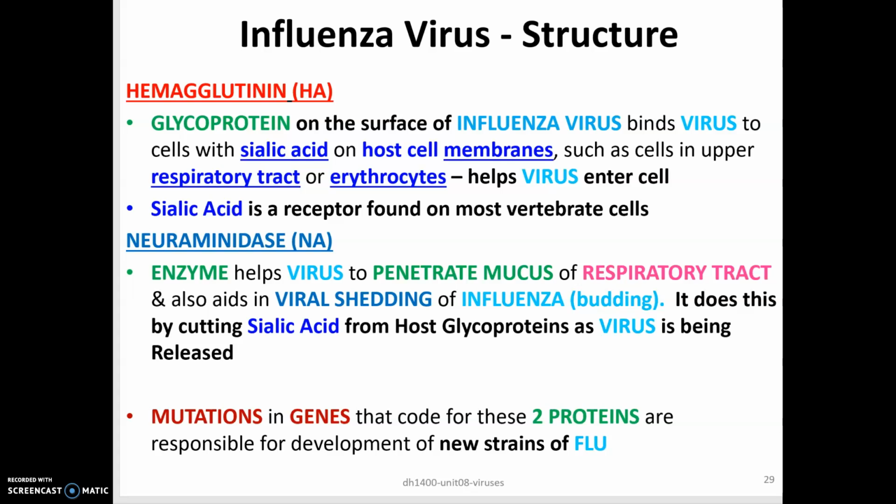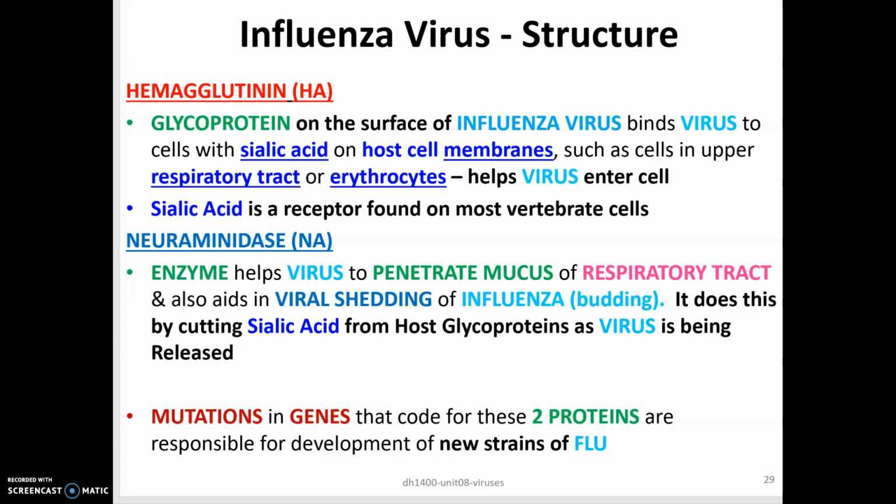Once the virus is in there and it starts to replicate, it goes through the viral life cycle, it needs to get out. The neuraminidase is an enzyme, and what the neuraminidase does is it helps the virus get outside of the cell through budding, and it allows the virus to release itself from the cell, and then it can go on, and hemagglutinin can help it infect other cells.